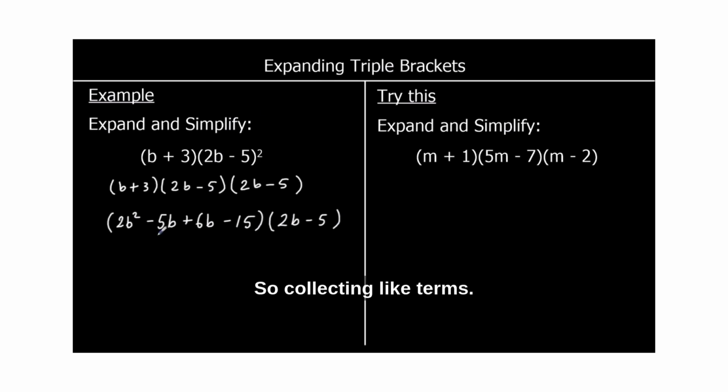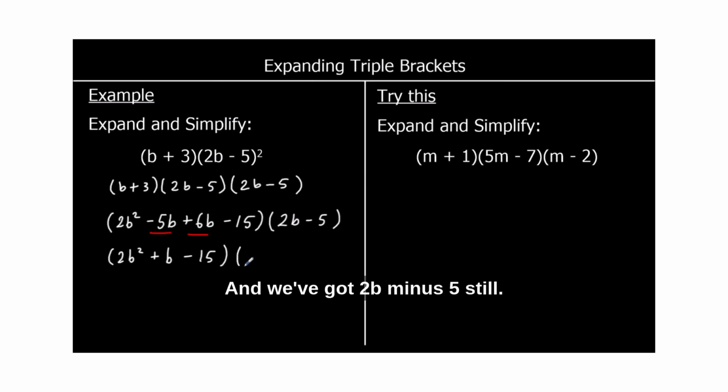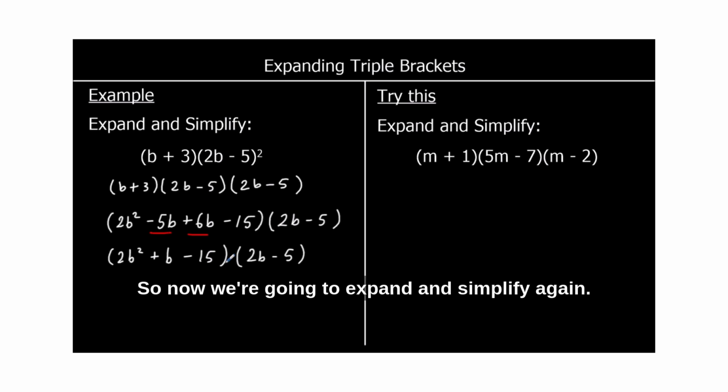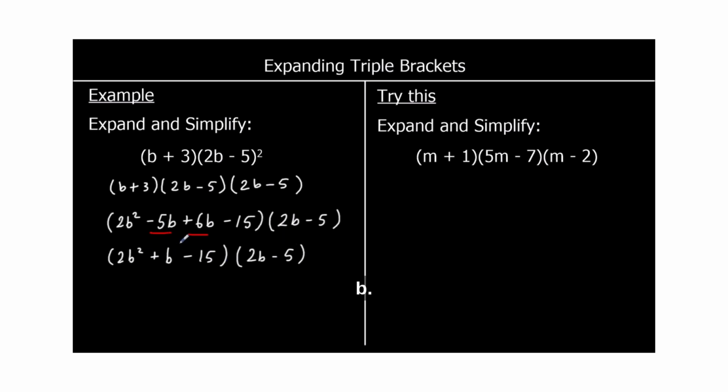So collecting like terms, negative 5b plus 6b is just b, 1b. So we've got 2b squared plus b minus 15, and we've got 2b minus 5 still as the other bracket. So now we're going to expand and simplify again. 2b squared times both the terms in the last bracket, b times both the terms in the last bracket, and negative 15 times both the terms in the last bracket.